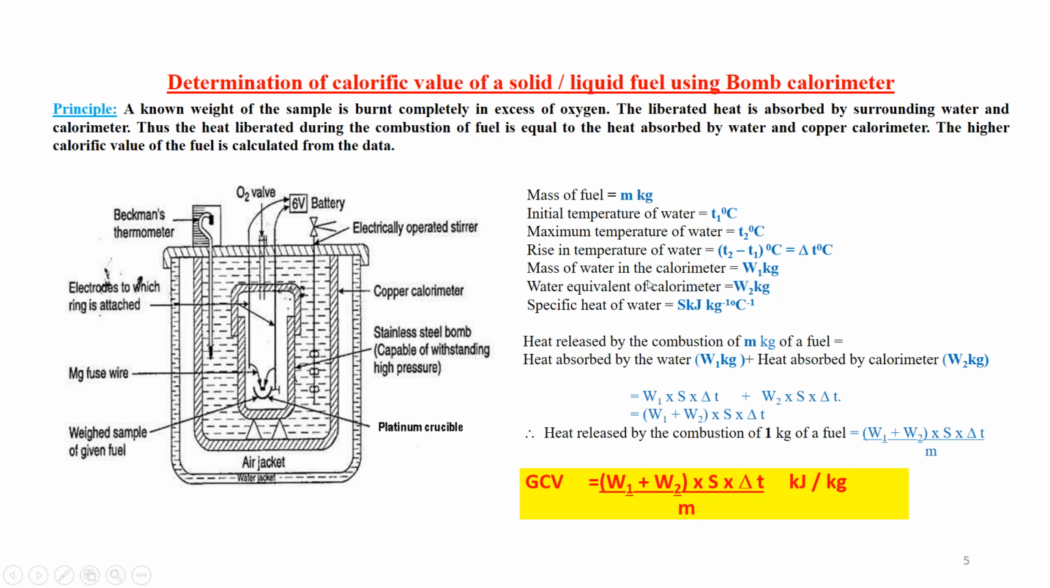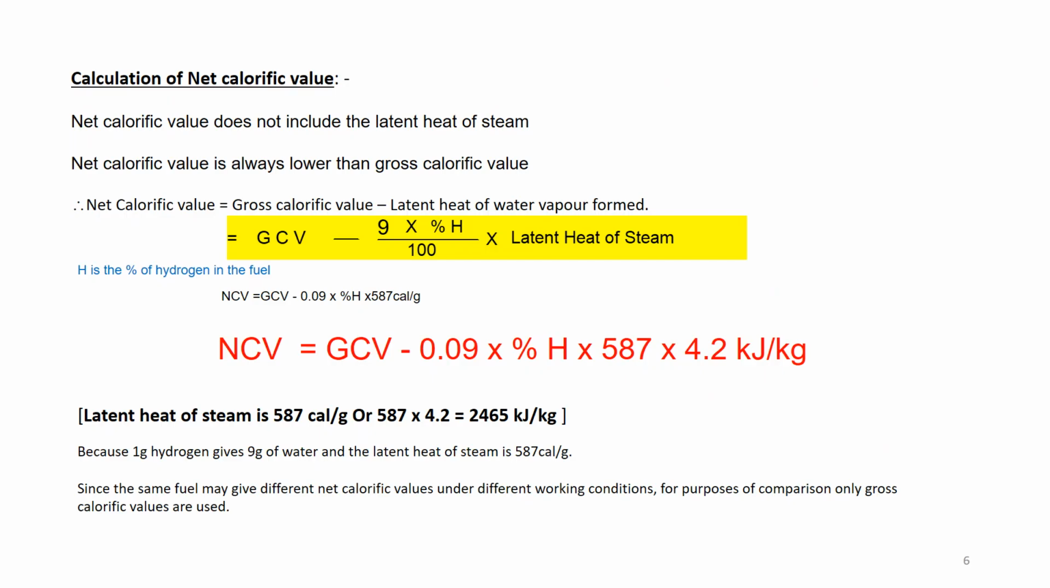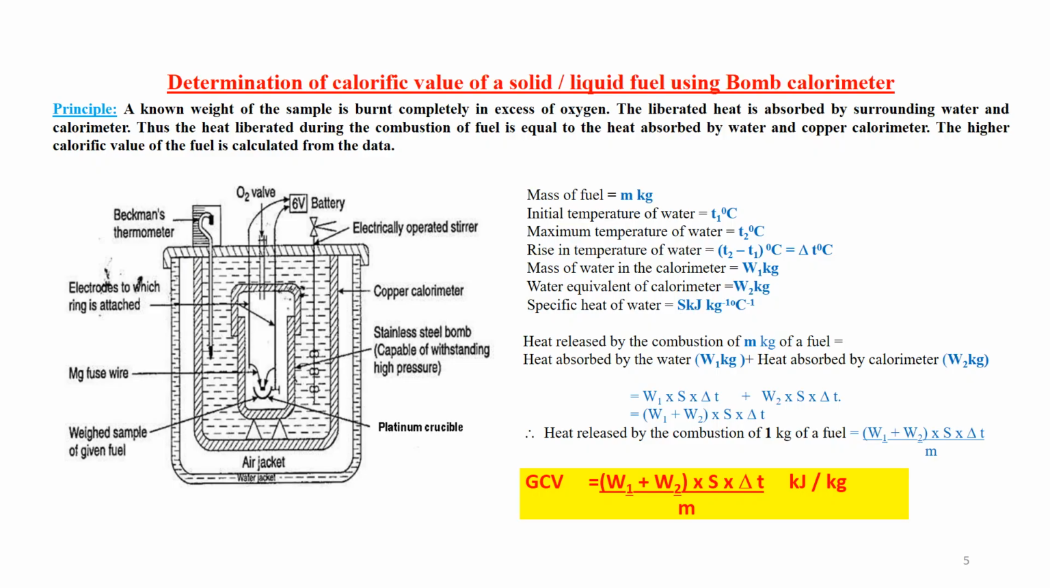What is the water equivalent of calorimeter? It's the amount of water which could absorb the same amount of heat that the copper calorimeter will absorb per degree rise in temperature. That's equal to the water equivalent of copper calorimeter. Now, the specific heat of water is S kilojoule per kg per degree Celsius. Now, come to the principle.